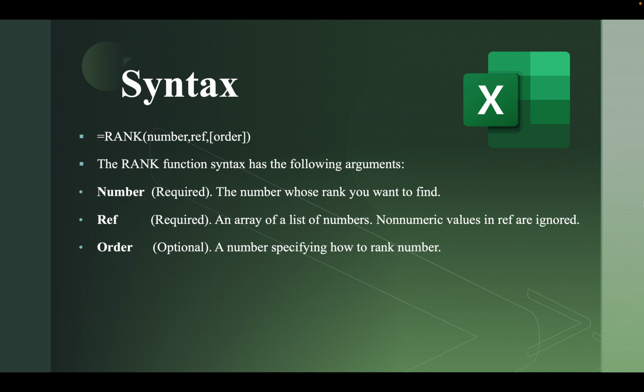For the last argument, the order, and this is actually optional. This is a number specifying how to rank the number. So how to rank, you can only rank two ways. It's going to be in ascending order or descending order. It's optional because if you leave it out, you're going to automatically rank from descending order. Descending order would be from highest to lowest. Ascending would be lowest to highest. If you put a 0 in the spot, it's going to rank descending. If you use a 1, it's going to rank ascending.